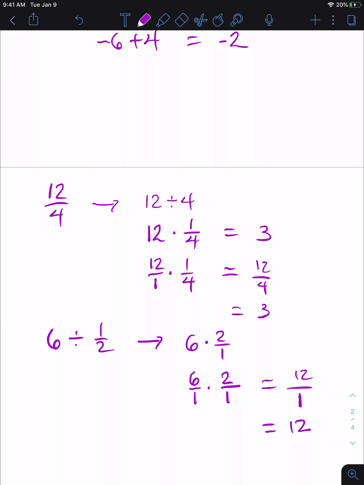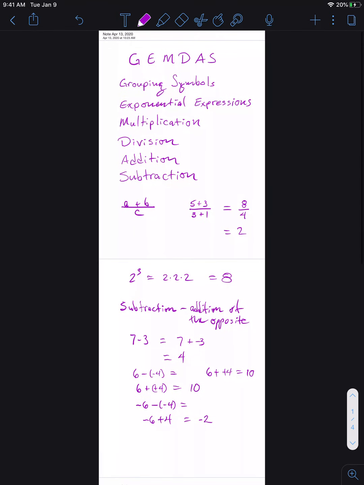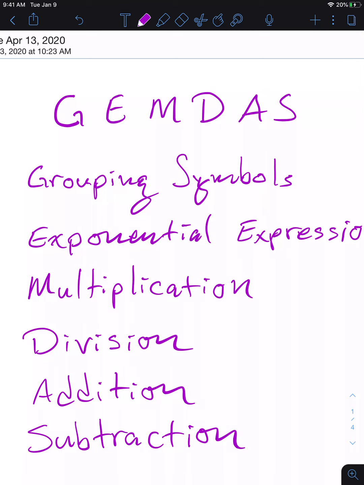Another way to be thinking about that is that that's saying 6 divided by 1/2. How many 1/2s do I have in 6? For every 1, there's 2 1/2s, right? So I've got 2 halves times 6. 2 times 6 is 12. And so there's our few examples and a few ideas in simplifying and emphasizing this idea of GEMDAS.